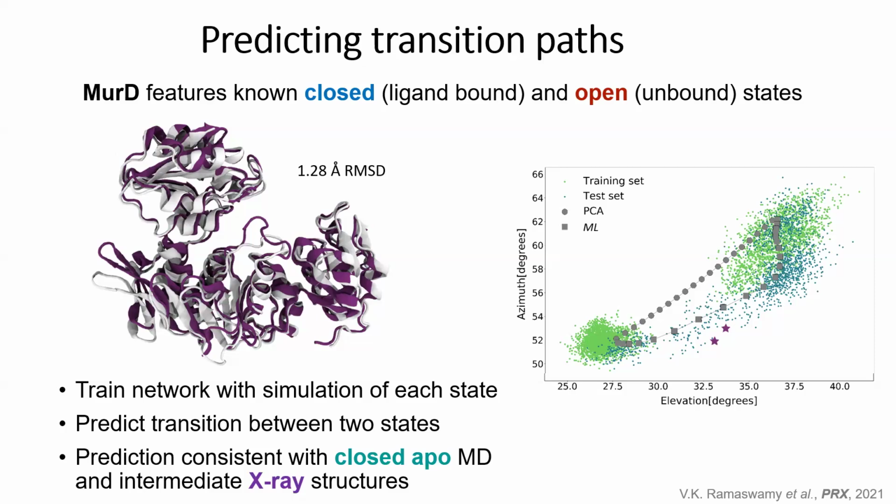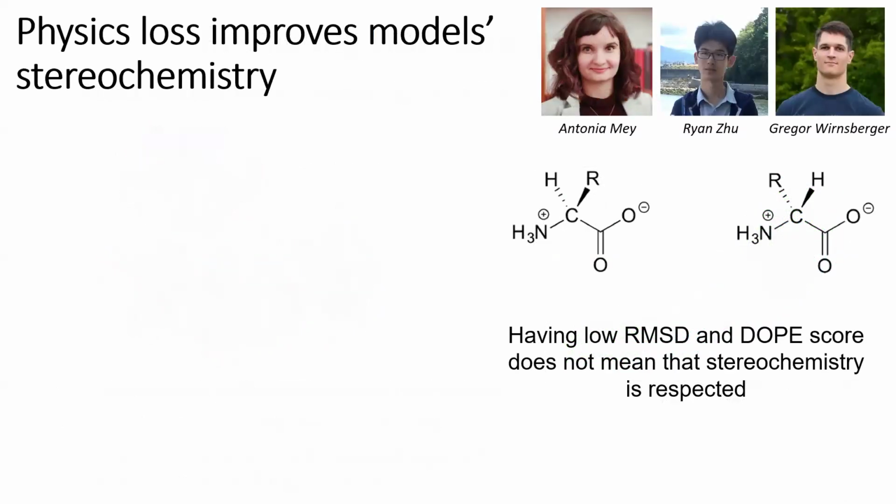Now, you have heard me talking about DOPE score. You have heard me talking about root mean square deviation, and those are the typical quantities we look at to tell whether the model is good. However, and this takes me to the work with Ryan. Ryan is a PhD student I co-supervise with Antonio May up in Edinburgh, and Gregor, who is a visiting PhD student who came from Graz to spend 3 months with us. One thing that became clear, and that's probably a message to everyone, is that just because you have low root mean square deviation, just because you have low energy, it doesn't mean that the stereochemistry of your model is respected.